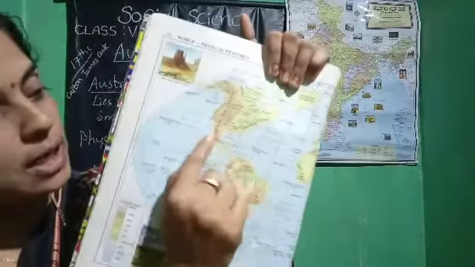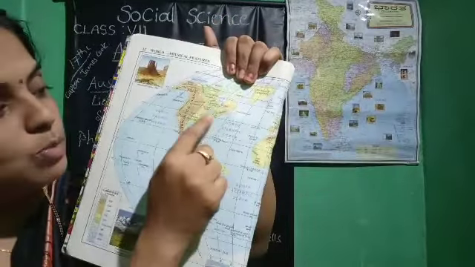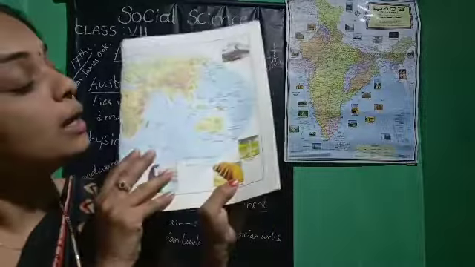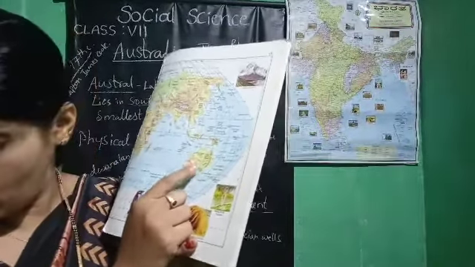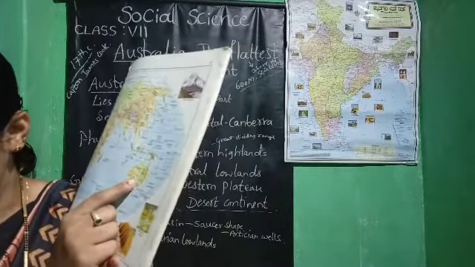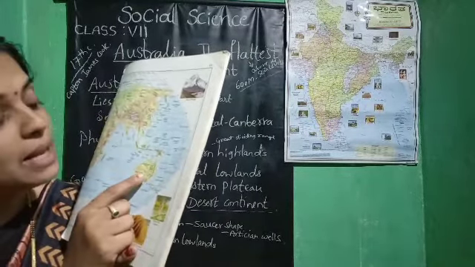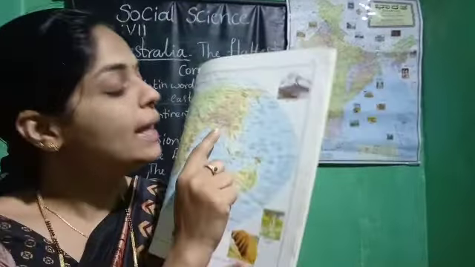North America, can you see here? Okay. So Australia is smaller than North America, and twice the size of India.